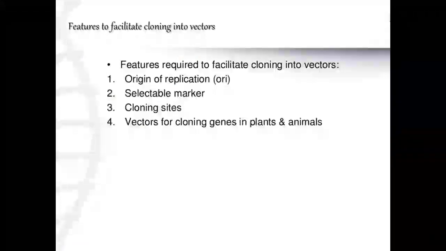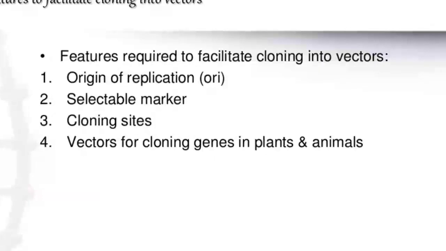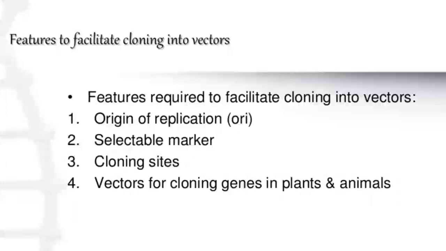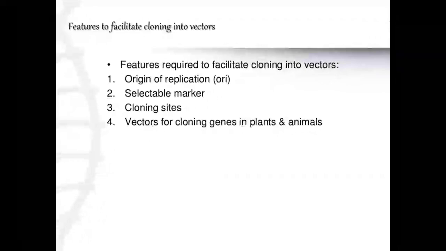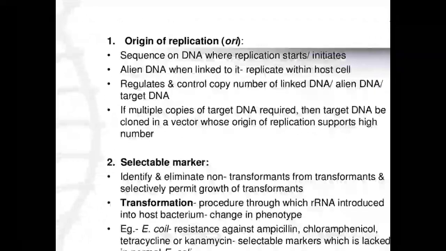Now, what are the features to facilitate the cloning into the vectors? The first feature that facilitates cloning into the vectors is the origin of replication, known as the ORI gene, from where the replication is to be started. Second is the selective marker. After the marker, a cloning site must be there. These features are also responsible in the vectors for cloning genes in plants and animals.